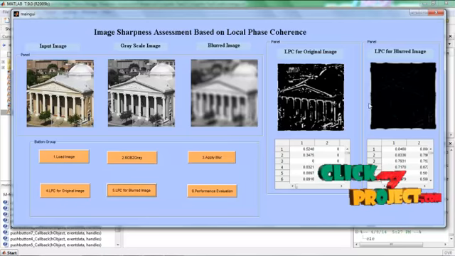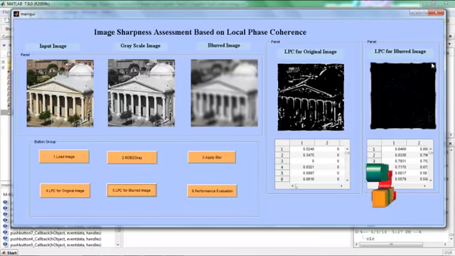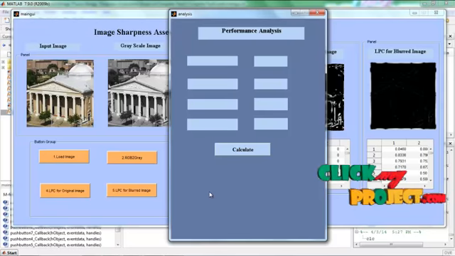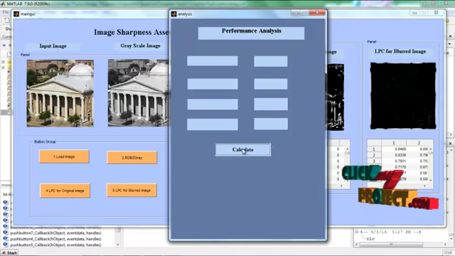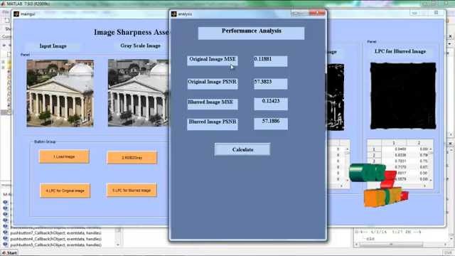For the blurred image, the output is not perfect, and then I press the performance evaluation to calculate the mean square error and the peak signal to noise ratio, and then press the calculate push button. These are the original image mean square error value, that is 0.11, and the original image PSNR value is 57. For the blurred image, mean square error is 0.12 and PSNR is 57.1886.